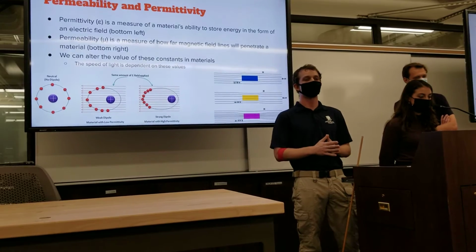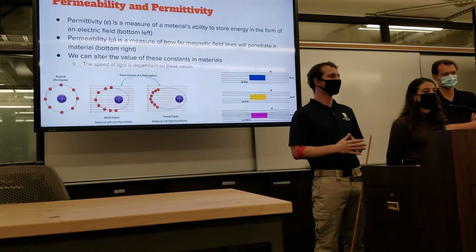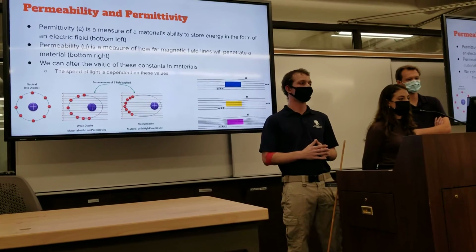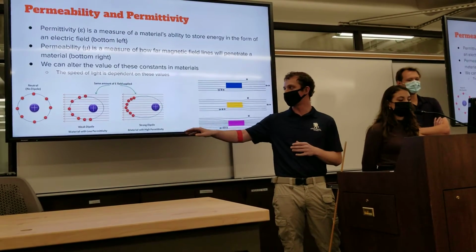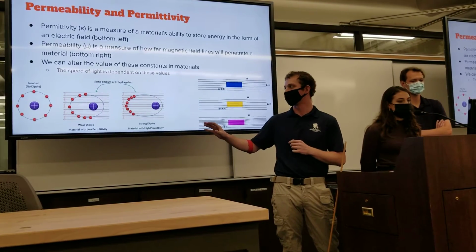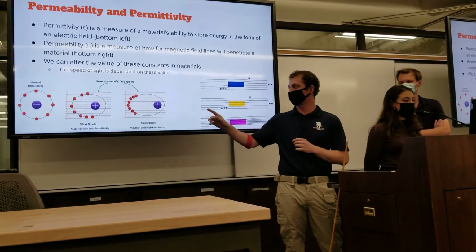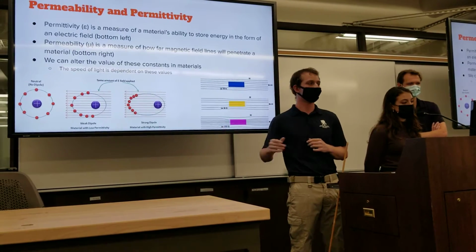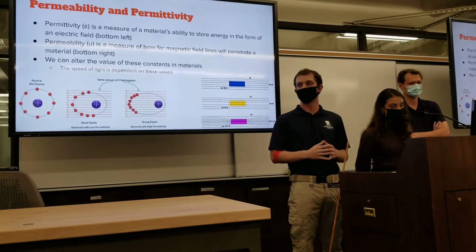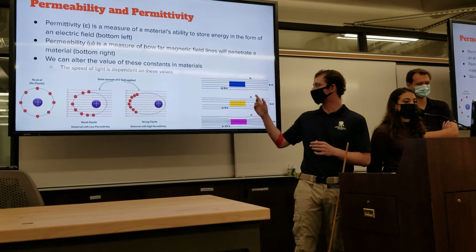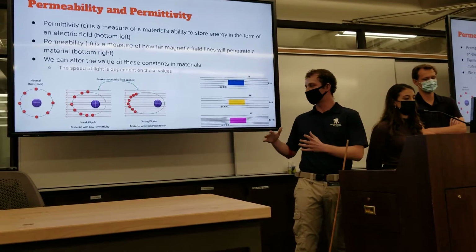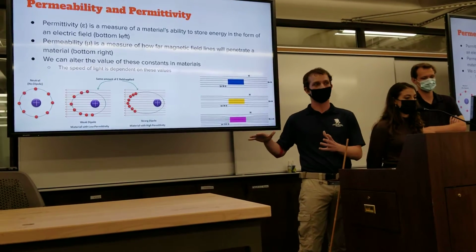Permeability and permittivity are two properties of materials that we can alter. Permittivity is a measure of a material's ability to store energy in the form of an electric field. You can see over here that a dipole with a high permittivity is able to alter its form much more in a given electric field. Permeability is a measure of how far magnetic field lines will penetrate into a material. You can see here some magnetic field lines, and as the permeability increases, more magnetic field lines are able to penetrate the material.